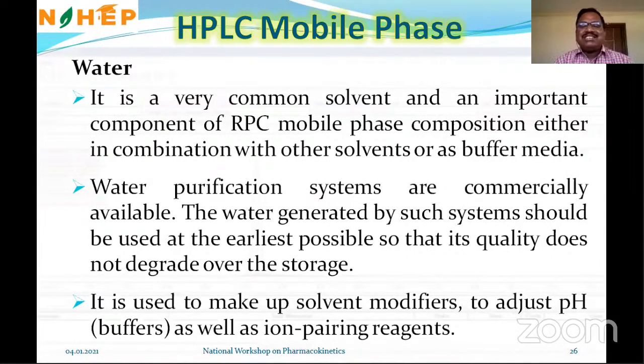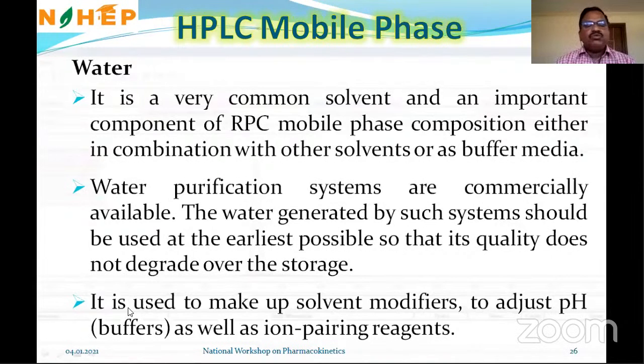Normally, water purification systems are commercially available. So the water generated by such systems should be used at the earliest possible so that its quality does not degrade over storage. Normally in our laboratory, we use a Milli-Q water purifying system. So whenever we are running the HPLC, just before preparation of the buffers, we run the system, we collect the water, and that water we will use immediately. And after preparation of the buffer also, we never keep it stored. We will use it immediately. So whenever we are running the HPLC, we generate water, prepare buffer, and start using. We never store the buffers for future use, or we never prepare buffer one day in advance.